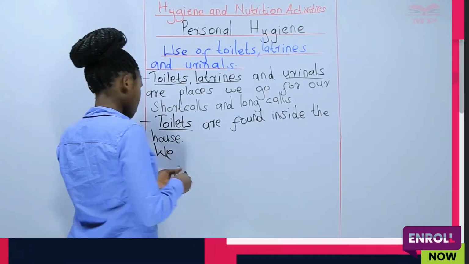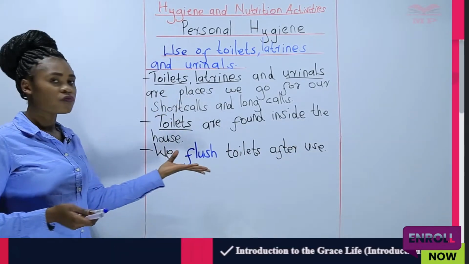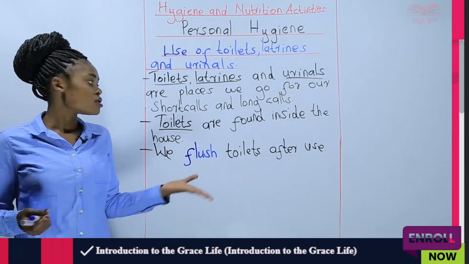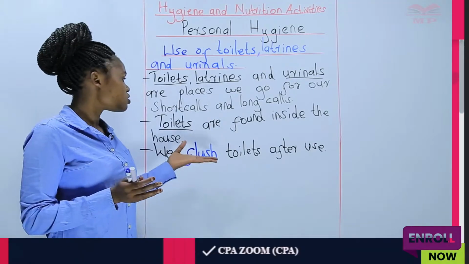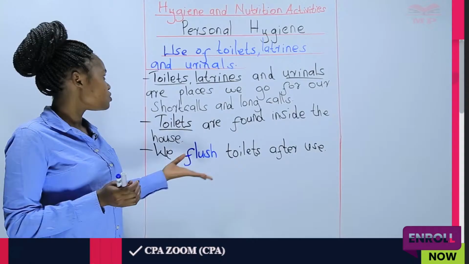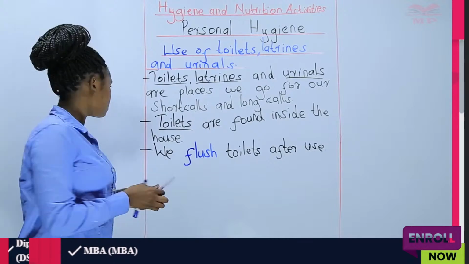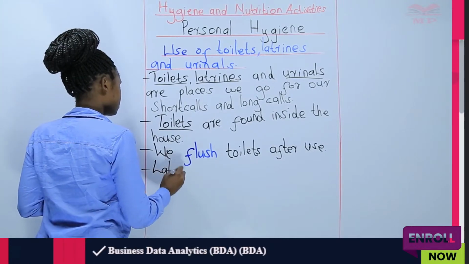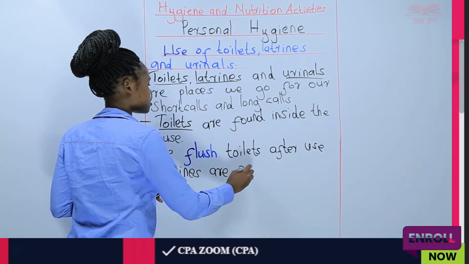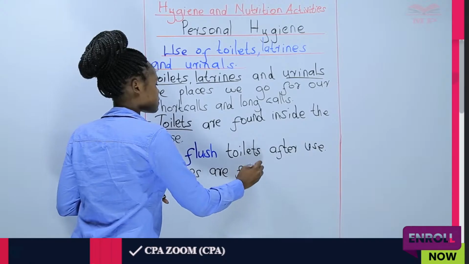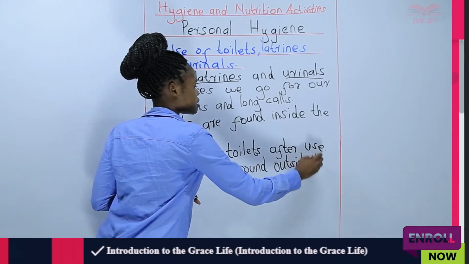Now after you've used the toilets, you are going to flush it. What is to flush? To flush is pouring a lot of water after you have used the toilet. We flush toilets after use. Then we have latrines. Now latrines are found outside the house.